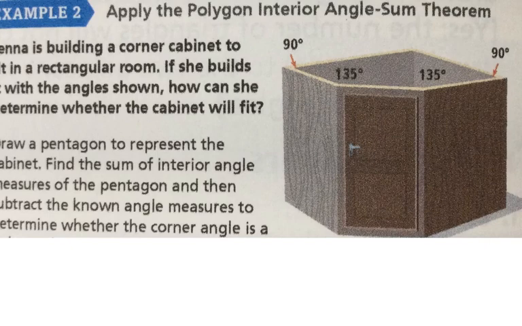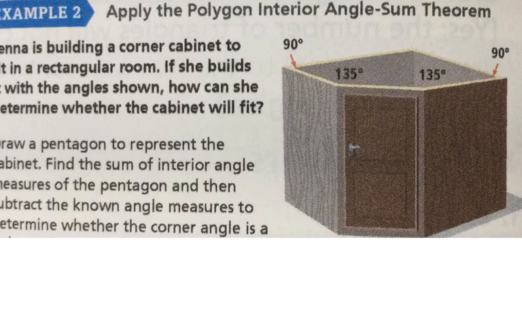Okay, so let's look at the top of this shape. How many sides does that have? It does have 5, right? We have 1, 2, 3, and there's 4 and 5. So it's a pentagon. So I need to know how many angles are supposed to be in a pentagon.